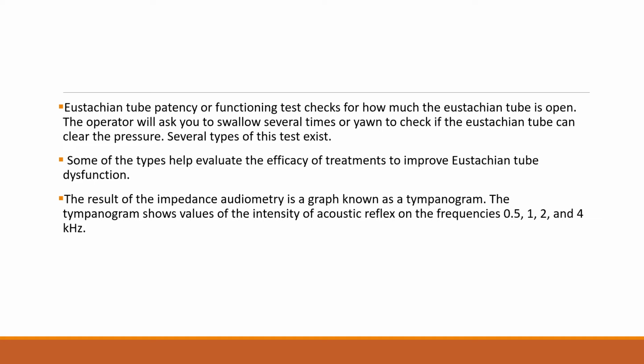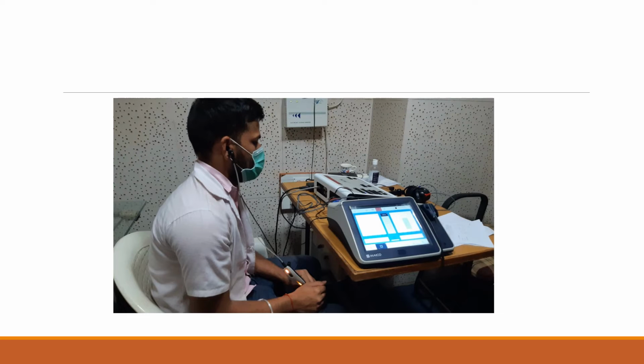The result of the impedance audiometry is a graph known as a tympanogram. The tympanogram shows values of the intensity of acoustic reflex on the frequencies 0.5, 1, 2, and 4 kHz. So this is how the probe is inserted into the ear of the patient.